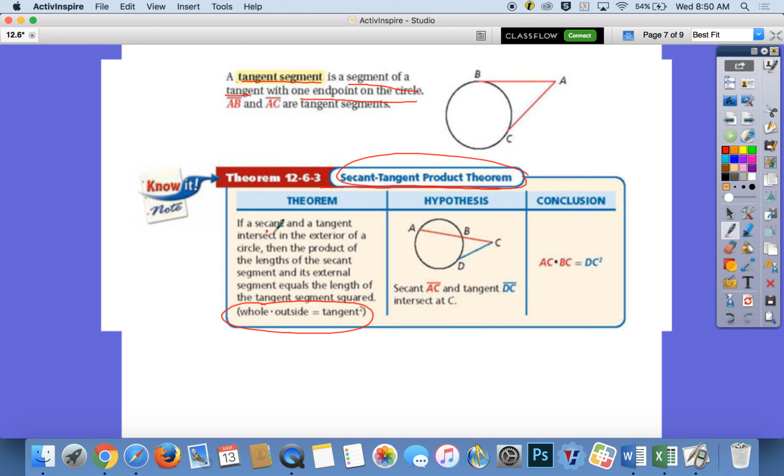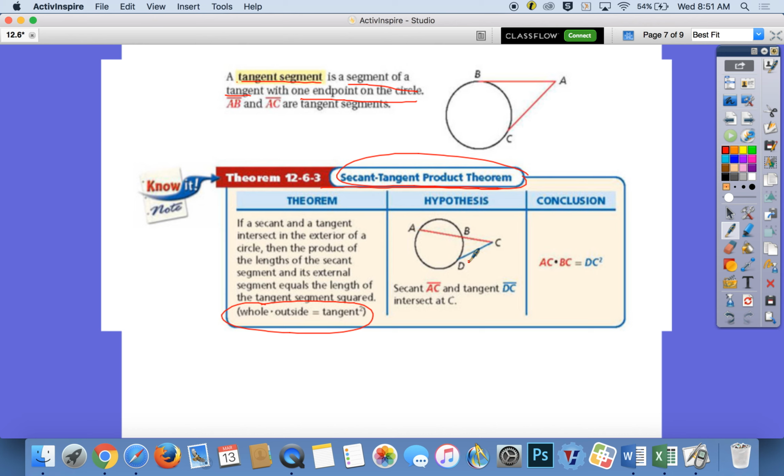Okay, so if a secant and a tangent intersect in the exterior of a circle, the product of the length of the secant segment and its external segment equals the length of the tangent segment squared. All right, so that's a whole lot of stuff. Basically, whole times outside equals tangent squared.